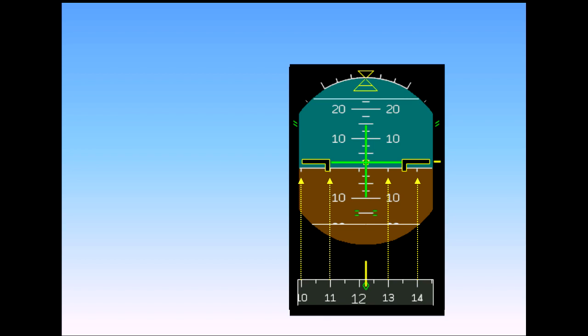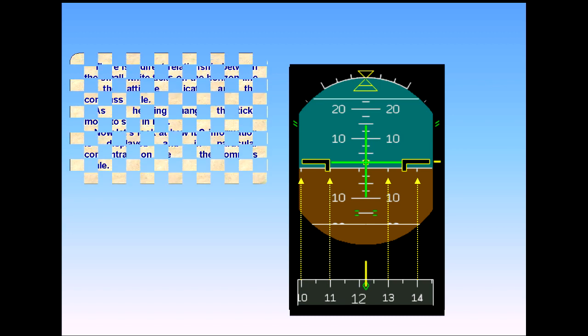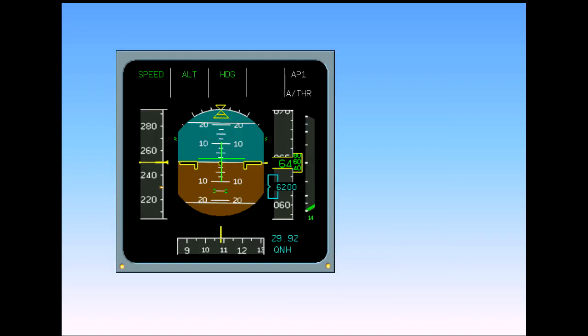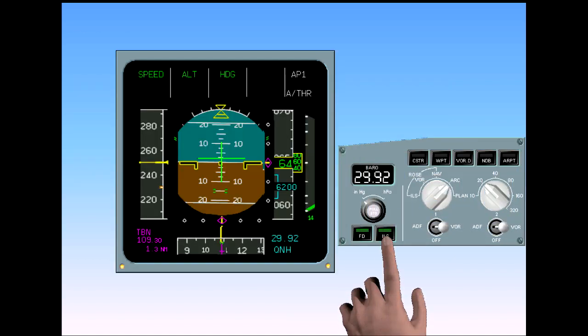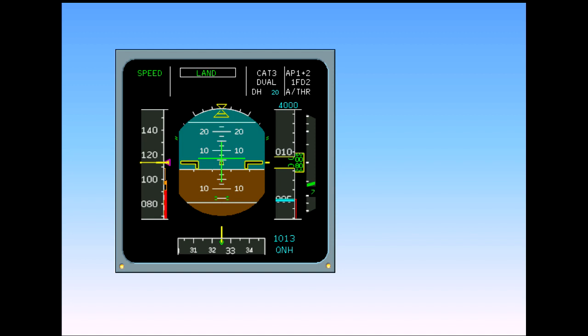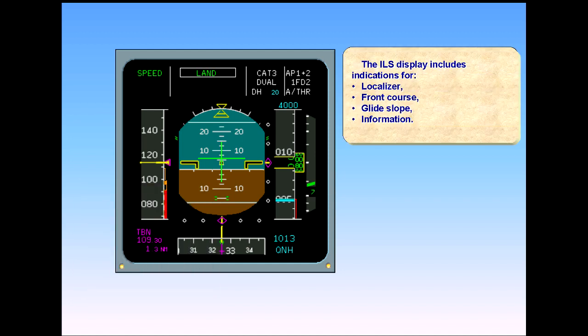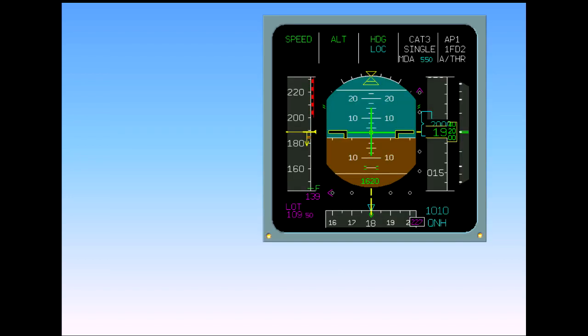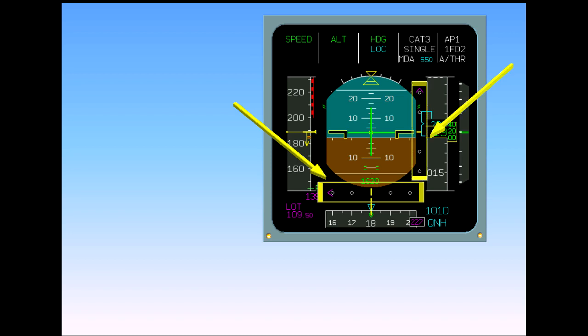Now, let's look at how ILS information is displayed, and in particular concentrate on the compass scale. The ILS switch on the EFIS control panel enables the pilots to switch on an ILS display. The ILS display includes indications for localizer, front course, and glide slope information. ILS deviation information is displayed in the form of localizer and glide slope deviation scales.